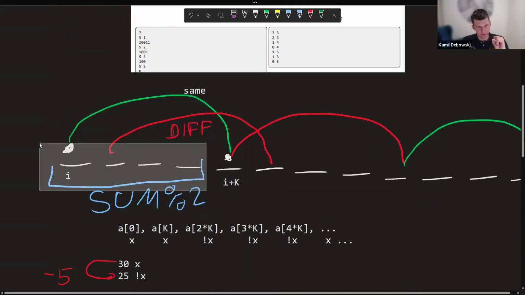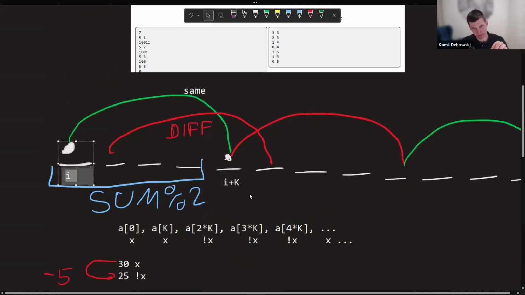When you compare the first range to the second range, the information whether their sums modulo 2 is the same or not gives you information whether the first bit and the bit at position k are the same or not. Always comparing two consecutive ranges, you get information about the interaction of indices I versus I plus k. This gives you connected components.